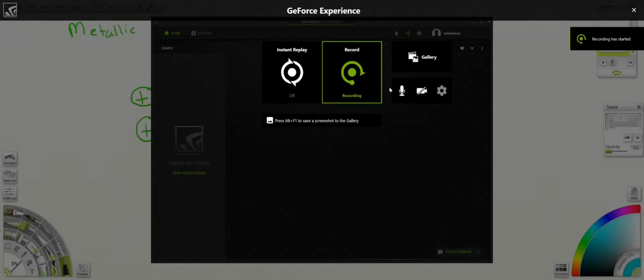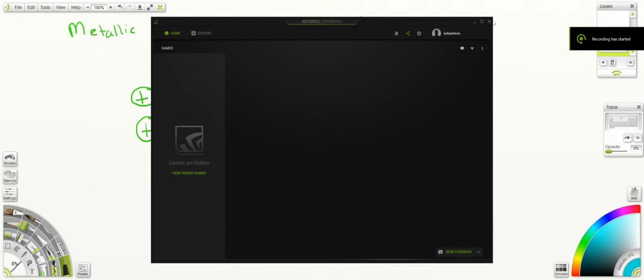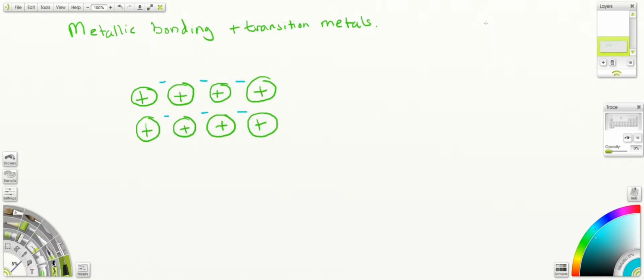Okay, guys and girls, so this should be quite a short and sweet topic because there's not much to say. This topic is about metallic bonding, and then we're going to talk a bit about transition metals. Transition metals will have metallic bonding because they are metals.